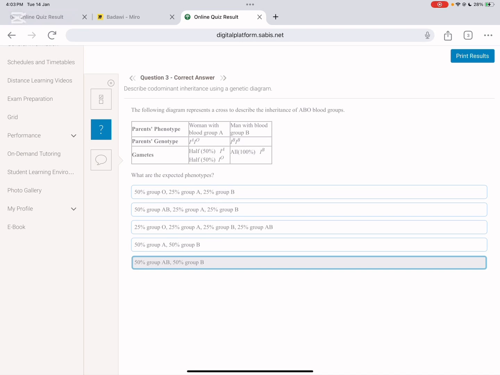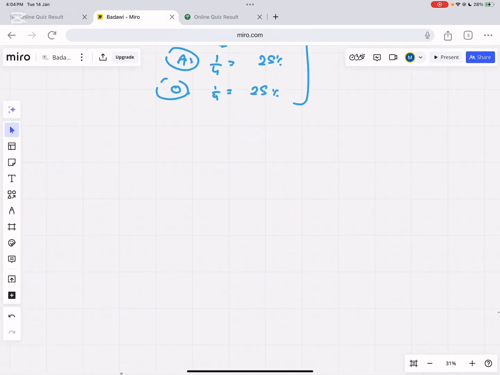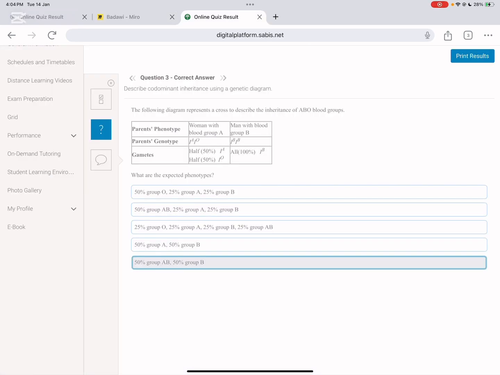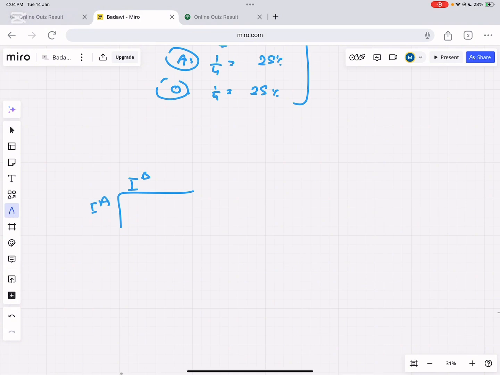Okay, this is also a similar one. We have to describe the inheritance of ABO blood groups. So what are we going to do? Again, check the gametes. The man's gametes are only IB, so I'm only going to put IB. And then for the female it is IA and IO. It doesn't matter if you put the female up or the male up, it really doesn't matter. So we get IA IB and IO IB.